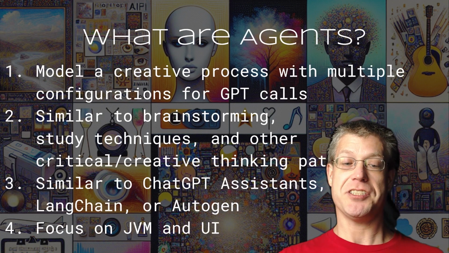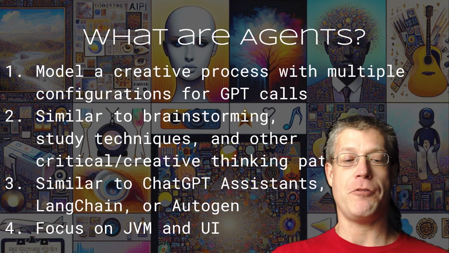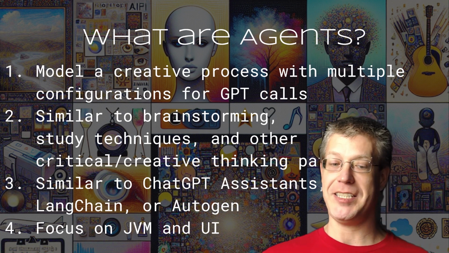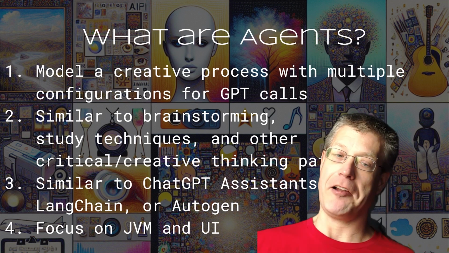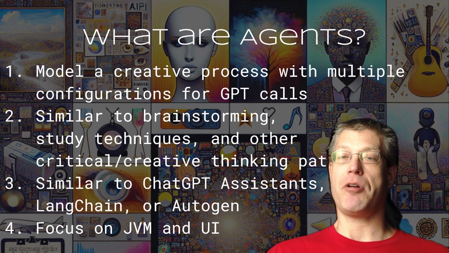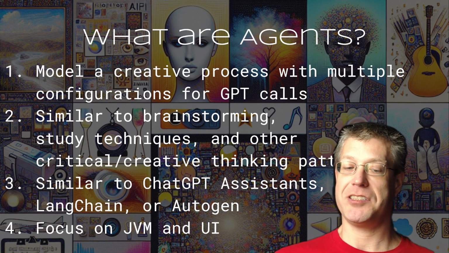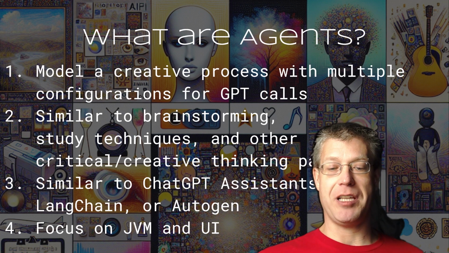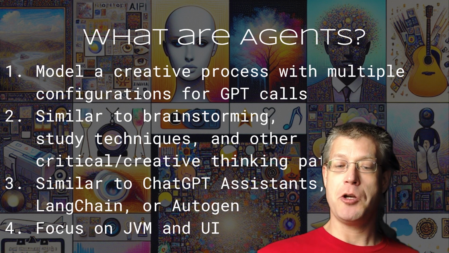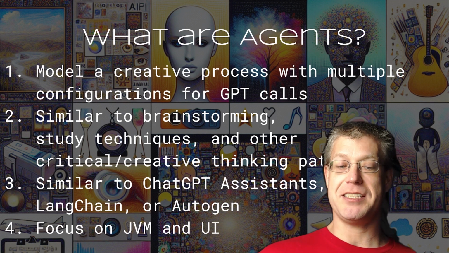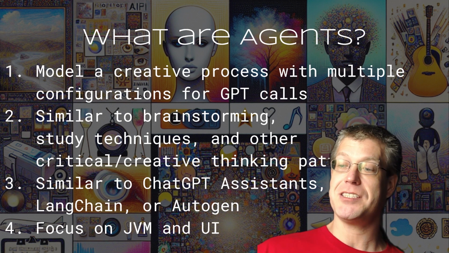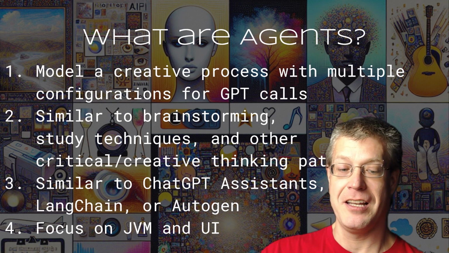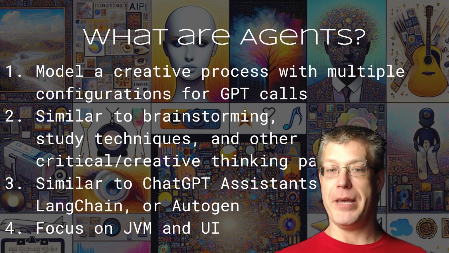Next, let's discuss agents. Agents model a creative or critical thinking process using various configurations for GPTs, each with a particular model and prompt. I like to think of this as a process akin to human thinking patterns, such as brainstorming methods or writing techniques. These agents bear similarity to ChatGPT assistants or a number of other projects, but this is distinct in being JVM-based. This allows for easy integration with other Java projects. It also features a friendly web-based UI.